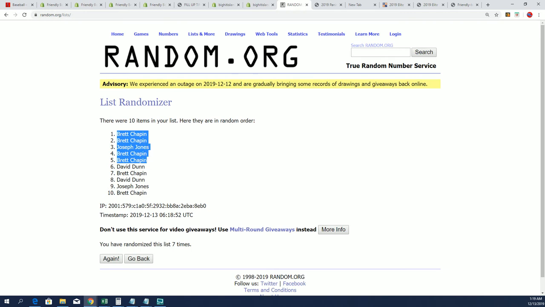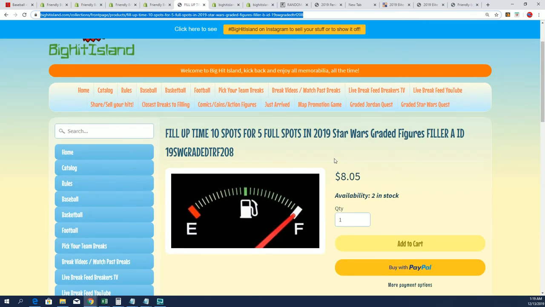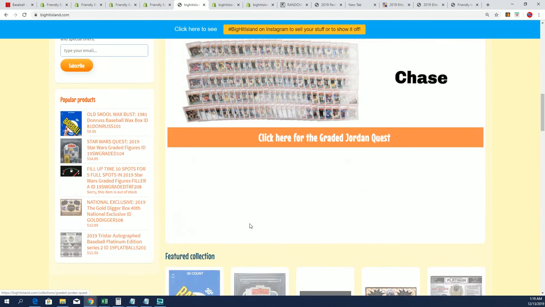you're in the graded action figure box break. You have gotten spots for dirt cheap, or half the price or so. Oops. And this break coming up. And the break is actually down now, really close. Let's take a look at that Star Wars break, 208.